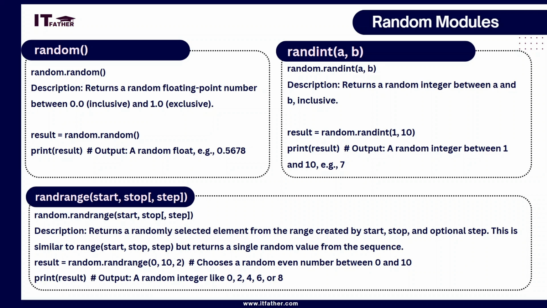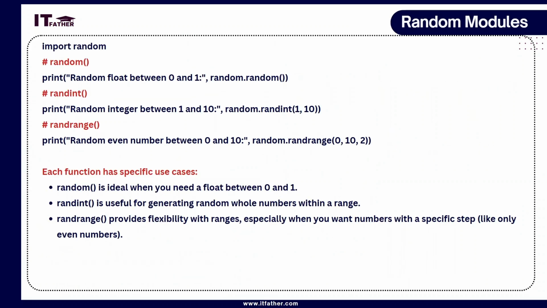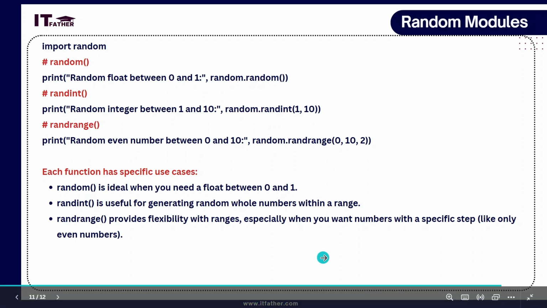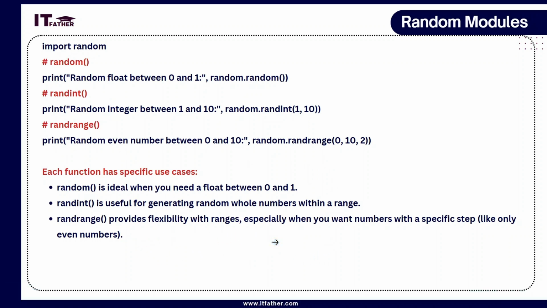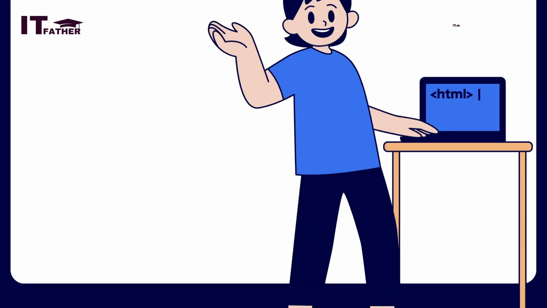Okay, so after this we can summarize all the random functions. We have random, we have randint, we have randrange. Randrange provides flexibility with the range, specifically when you want numbers with a specific step, like only even numbers. If you want to get only even numbers, right, we can generate them.